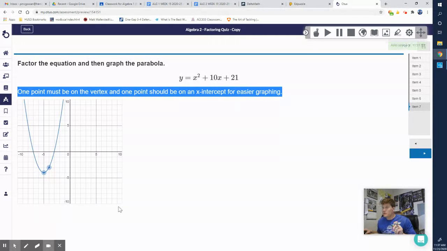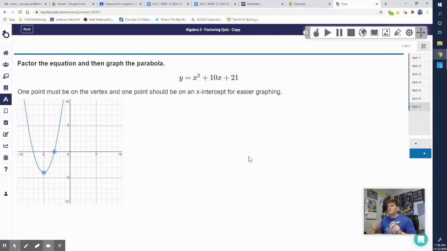And remember what our intercepts were. We had negative 3 and negative 7. So negative 3, negative 7. There's my graph. And that's the rest of the quiz.